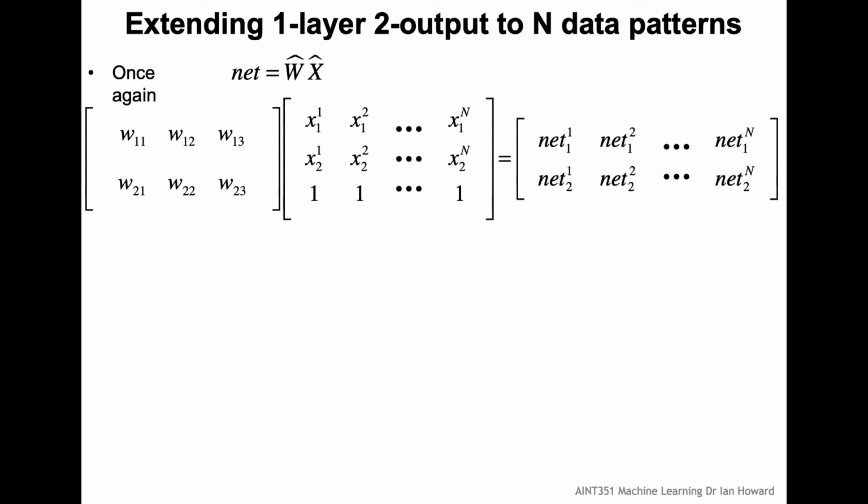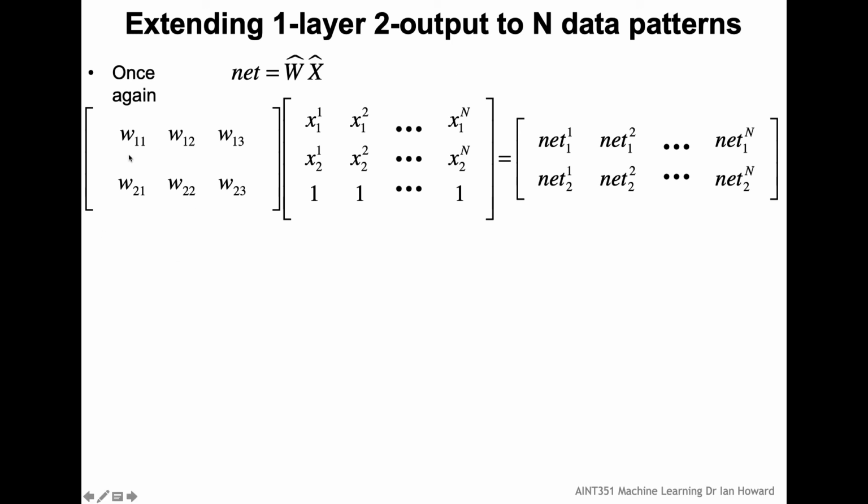Right, so we were just processing one data vector at a time, and our x hat was just a single column vector. But now we've got a series of column vectors, one for each data sample. So this is one data sample, this is the next one, all the way up to n. So we've got n data samples. And what does this change?